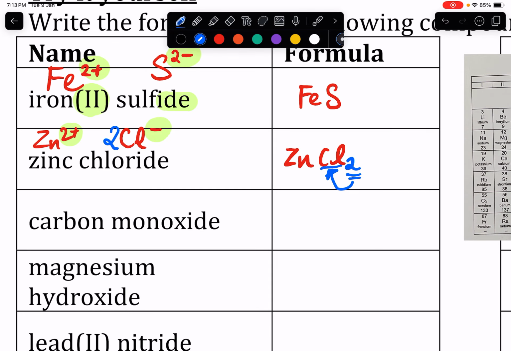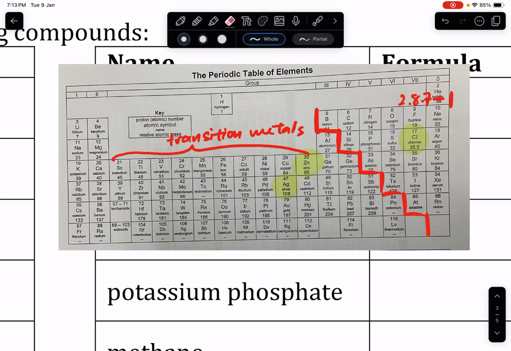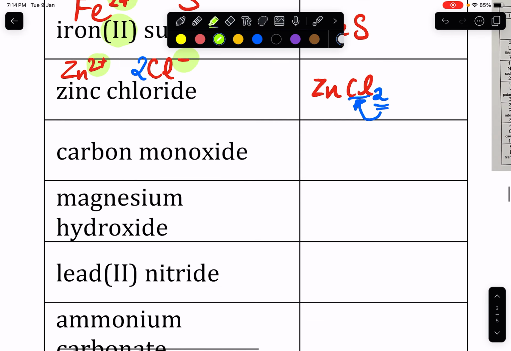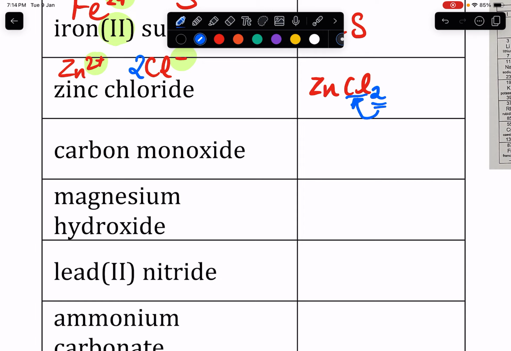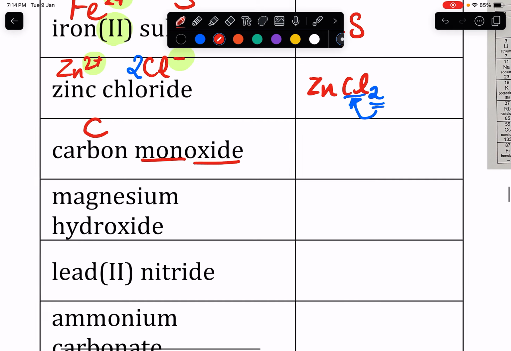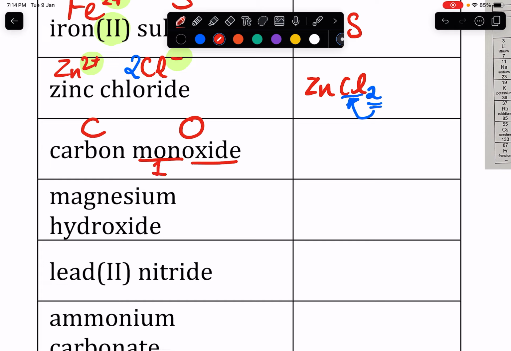Next, we have carbon monoxide. So let's try and identify carbon and oxygen. Carbon is here, oxygen is here. We can see that they both are on the non-metal side of things. So because they are both non-metals, we know that this is covalent bonding. And for covalent bonding, it's actually very simple to write the formula. We just need to look at how it's written. So first, I have carbon, and then I have monoxide. So oxygen, and how many oxygen? 1 of it. So therefore, I just need to write C with 1 O, and that's the formula.